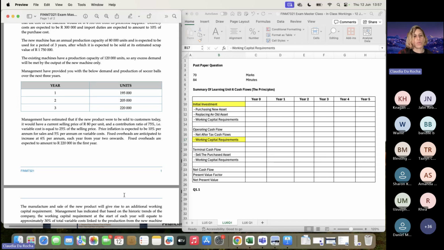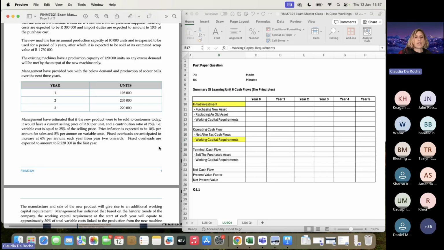All right, so first of all, they're saying to us, we have a selling price per unit. Great. We know what the variable cost will be. Amazing, which means we can calculate net contribution. They've also told us that there's inflation, 10% per annum for sales and 5% per annum on variable costs, which means that we now need to factor in inflation for each year.